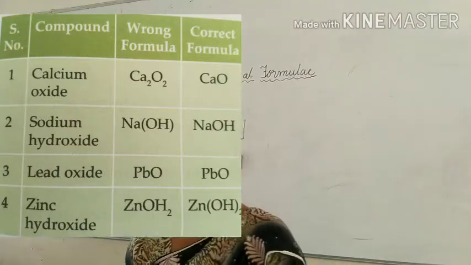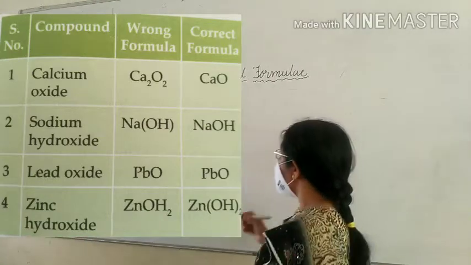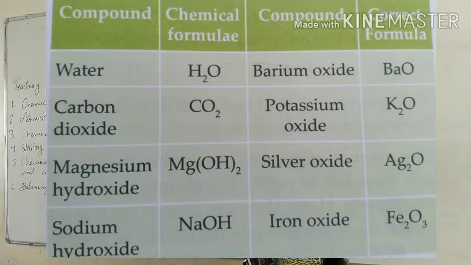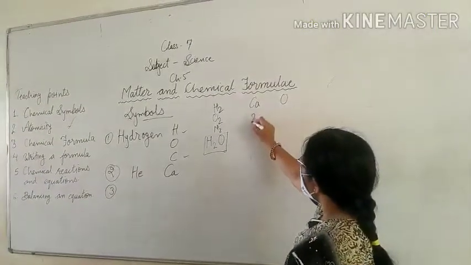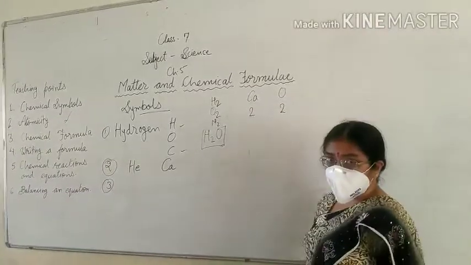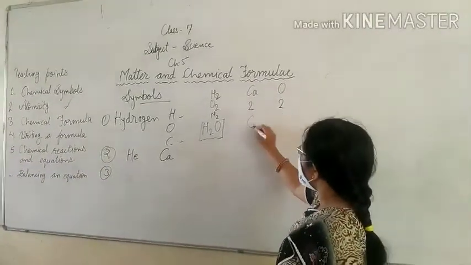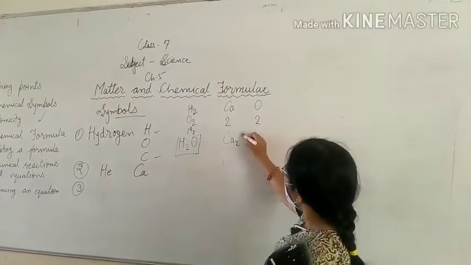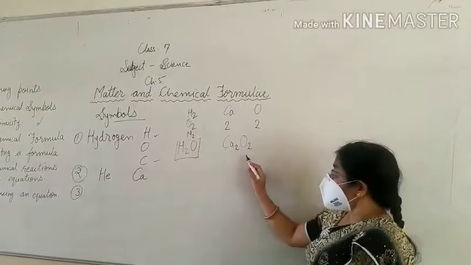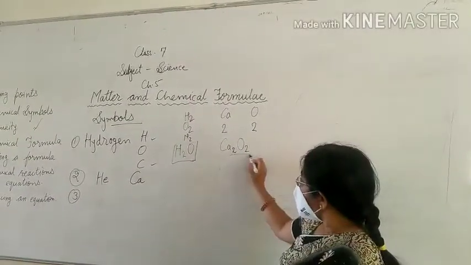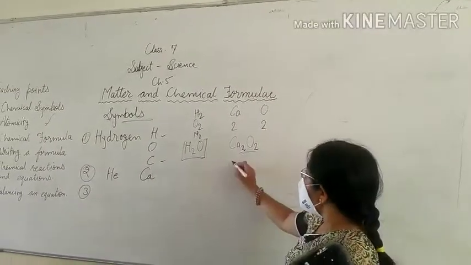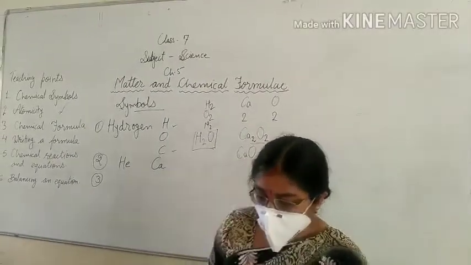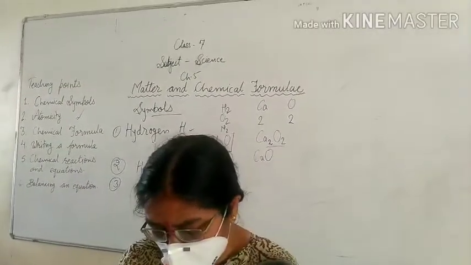In the first table, the formula of calcium oxide is written. For writing calcium oxide, the symbols of calcium and oxygen are written. The valency of calcium is 2 and the valency of oxygen is also 2. Now the valencies are interchanged. After interchanging the valency, their number is written as subscript. But as you know, both of these can be simplified by 2, so the formula of calcium oxide is written in this manner. In this manner, chemical formulae are written.